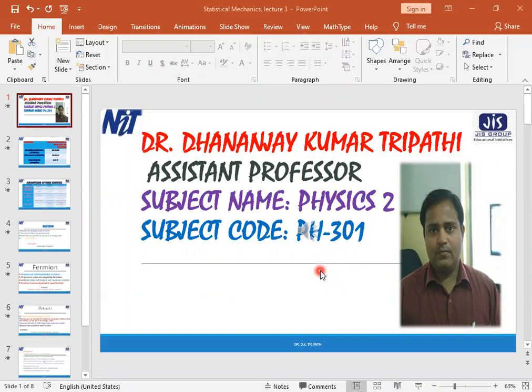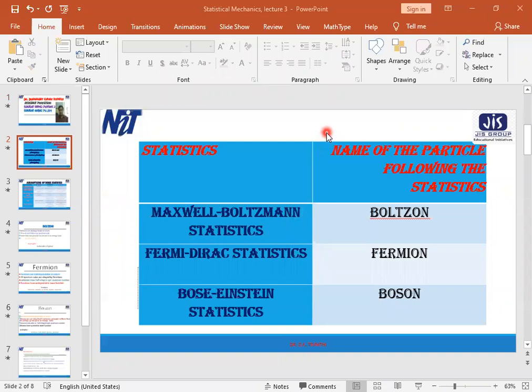So we were studying statistical mechanics, and this is the third lecture where we will discuss the assumptions of the three statistics. The three statistics we have seen are Maxwell-Boltzmann statistics based on classical mechanics, and two other quantum statistics based on quantum theory, that is Fermi-Dirac statistics as well as Bose-Einstein statistics. Those particles which follow Maxwell-Boltzmann statistics are called Boltzons, those which follow Fermi-Dirac statistics are called fermions, and those which follow Bose-Einstein statistics are called bosons. So these are their names.